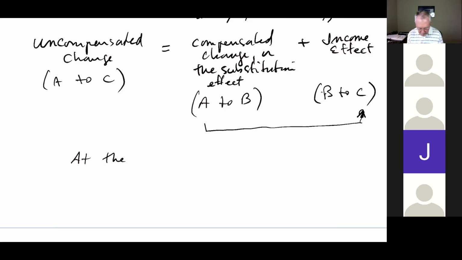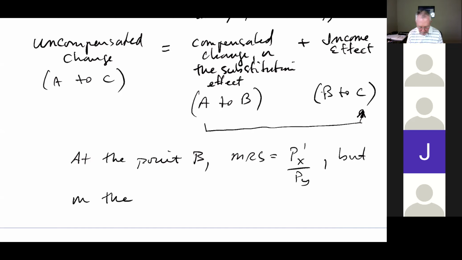Now note, when I found the substitution effect at the point B in my drawing, the marginal rate of substitution, we said, was equal to the new price ratio. But on the original indifference curve.